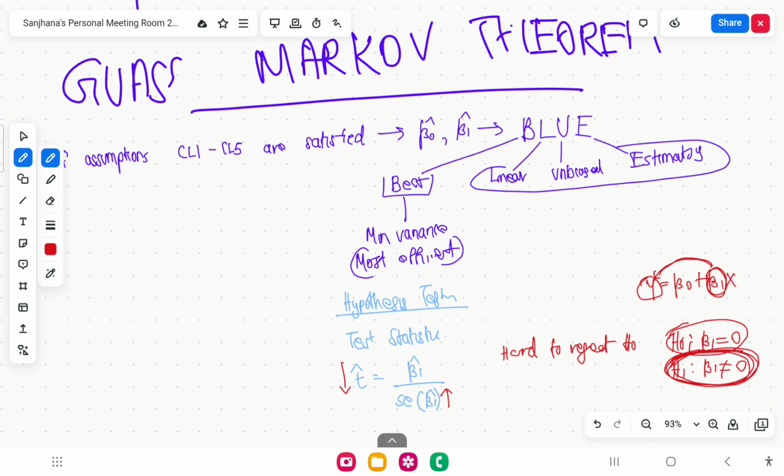Linear, you all very well know that beta naught and beta 1 should be linear in y. What does it mean by unbiased?